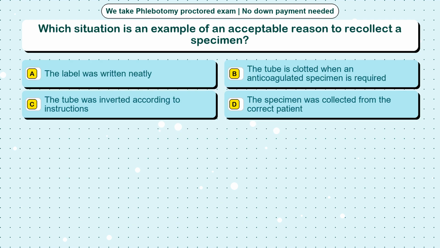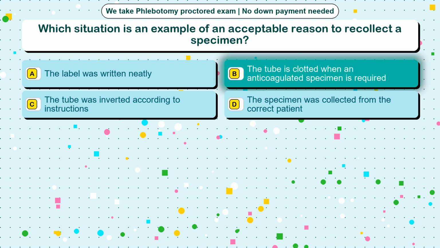Question 28. Which situation is an example of an acceptable reason to recollect a specimen? Option A, the label was written neatly. Option B, the tube is clotted when an anticoagulated specimen is required. Option C, the tube was inverted according to instructions. Option D, the specimen was collected from the correct patient.